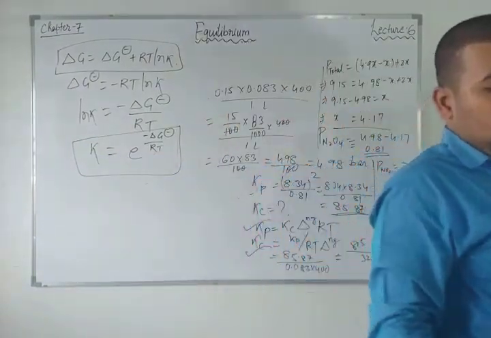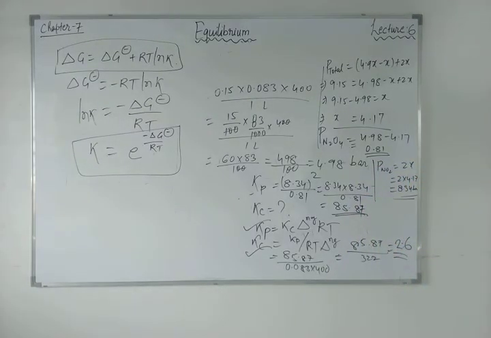Got it? Now you have to understand that when the Gibbs energy is less than 0, it is negative, and it is a spontaneous reaction. And when delta G is greater than 0, it is positive, and it implies a non-spontaneous reaction.